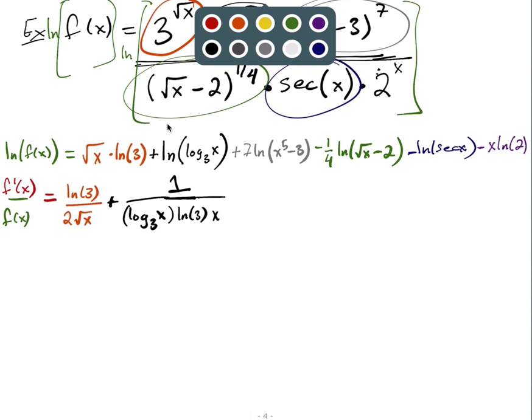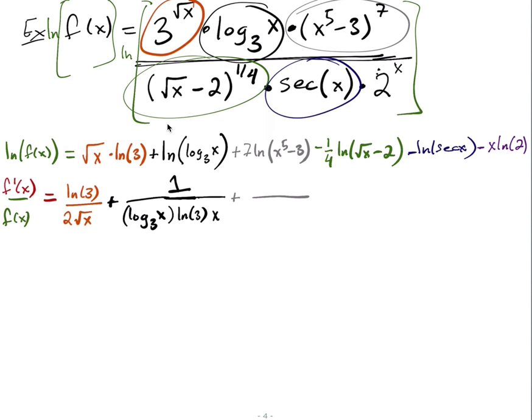Okay, what about the next one? So this is going to be plus what? 1 over x to the 5th minus 3, right? And then times 7 times 5x to the 4th, right? 7 times 5x to the 4th. Okay. Let's see, minus 1/4, and it's 1 over square root of x minus 2, right? Okay. And then times the derivative of square root of x minus 2, which is 1 over 2 root x, right?